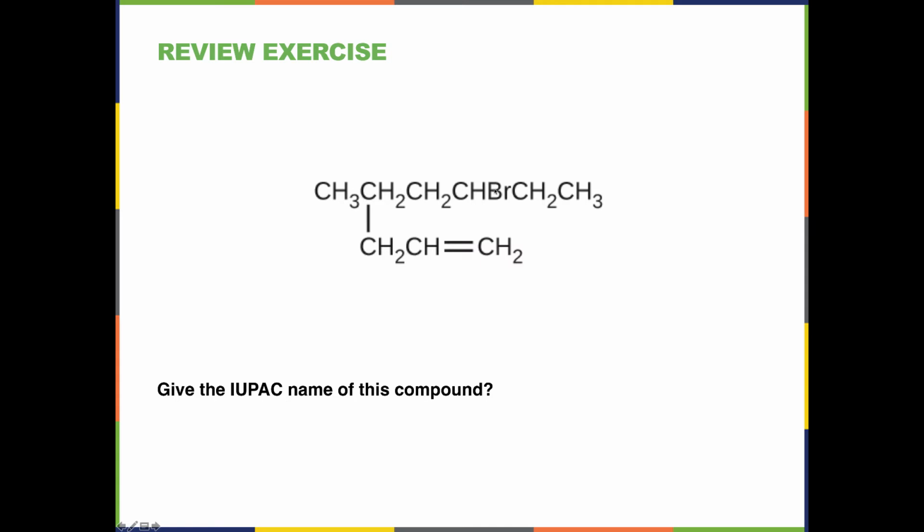So it's 4-methyl, 7-bromo, 1-octene. Okay, so they're saying that this is on this carbon instead of this carbon. If I gave you this on a quiz or a test, it would be more clear which carbon this is associated with.